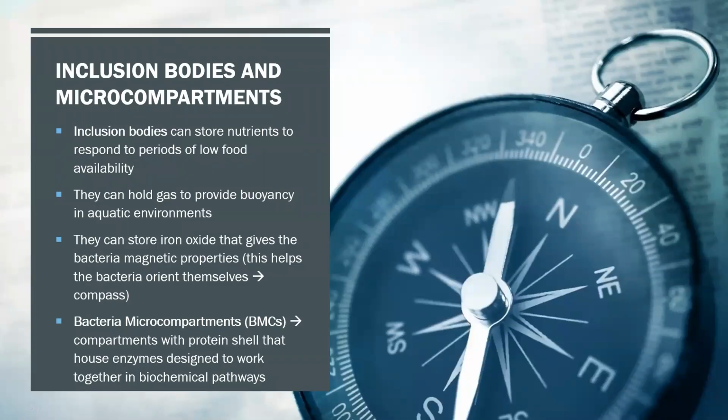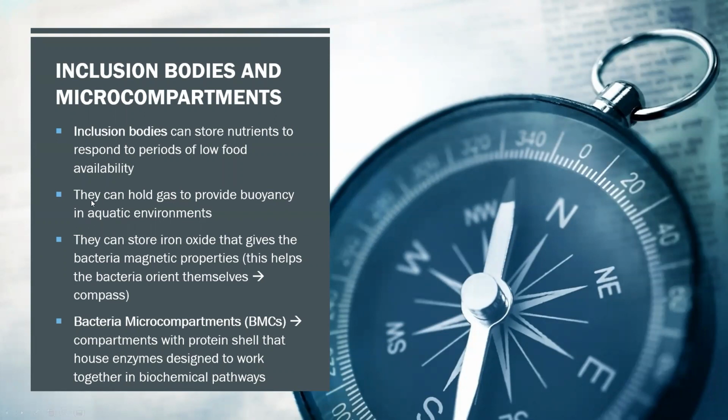Some bacteria will also have inclusion bodies and microcompartments. So again, prokaryotes are not going to have membrane-bound organelles, but that doesn't mean that they're not going to need to store nutrients or have some specialized functions. Inclusion bodies can be used to store nutrients to prepare for periods where there may not be as much food availability. So bacteria can stash away extra starches, extra fats, if they're trying to prepare for the dry season or something like that.